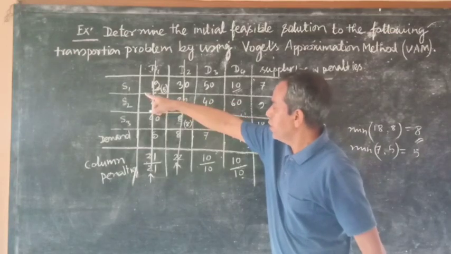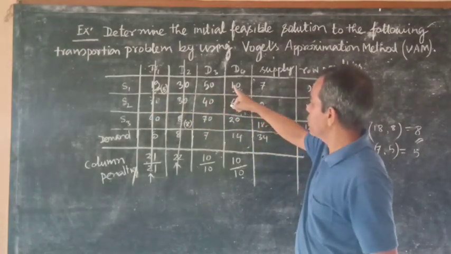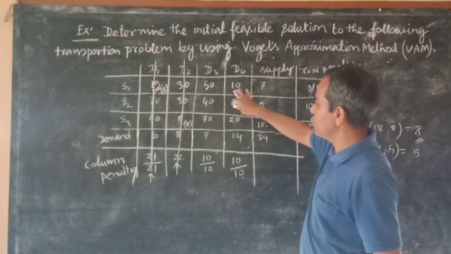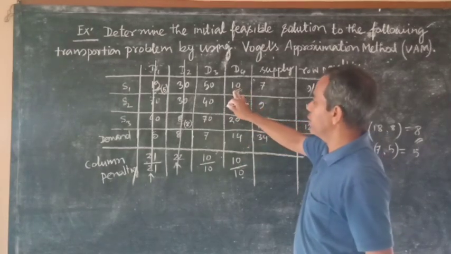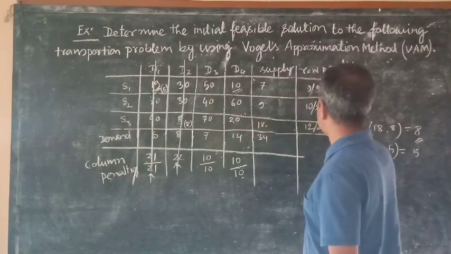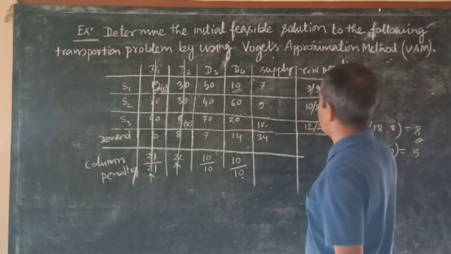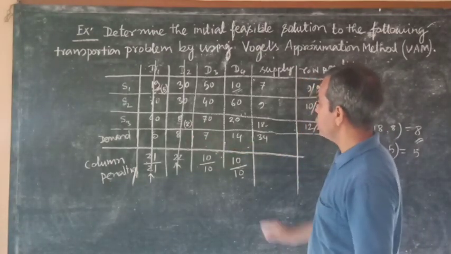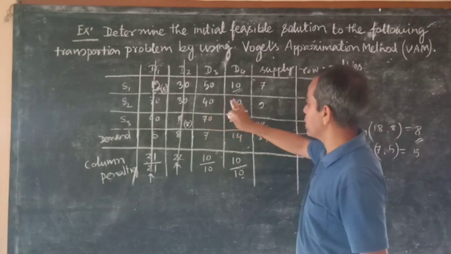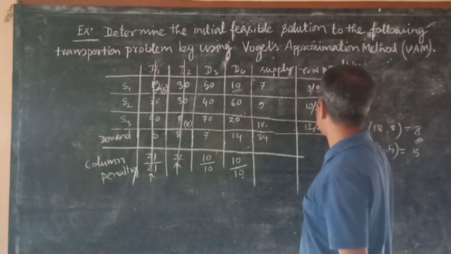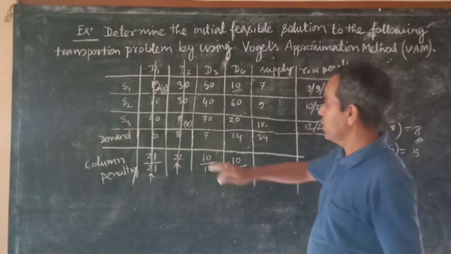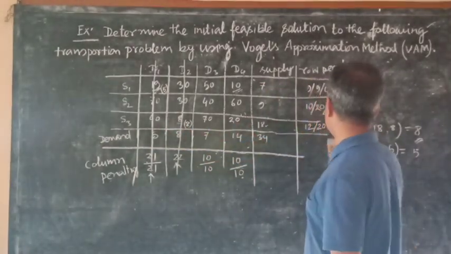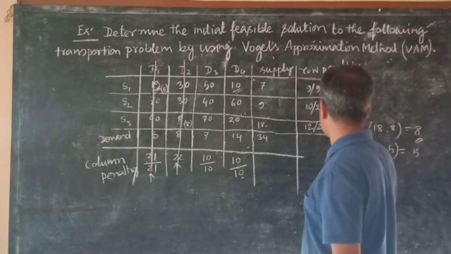So S1's remaining costs are 50 and 10. In here the smallest value is 10 and the just greater value is 50, so the penalty is 40. S2's smallest value is 40, just greater than is 60, so this is 20. S3's smallest value is 20, just greater than is 70, so it is 50.